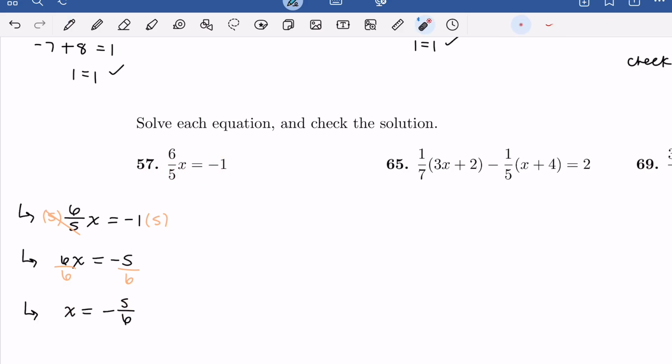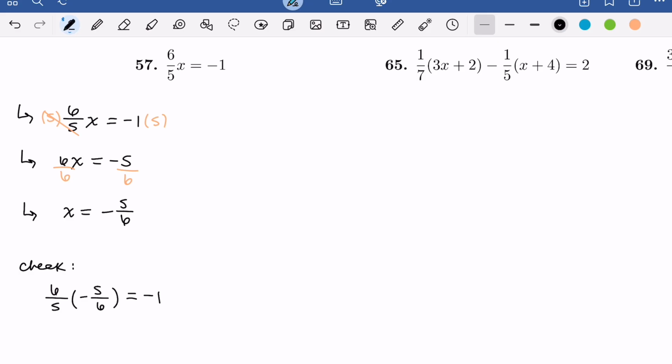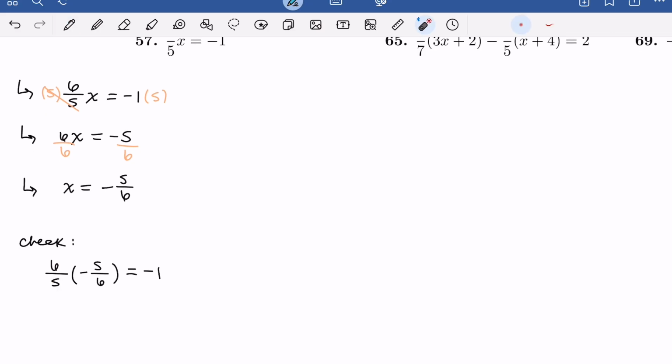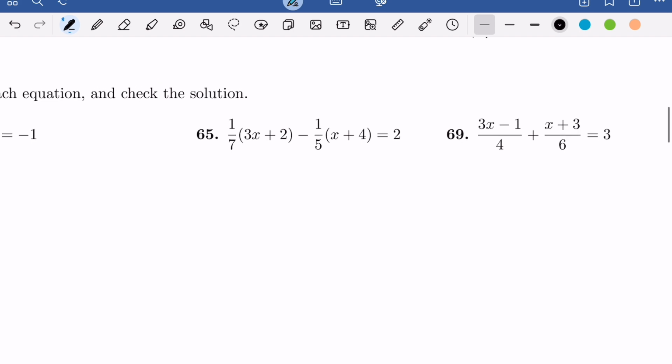So in order to check this, we're just going to plug in this value that we got for x directly into this guy. We're going to get 6/5 times -5/6. And we want to make sure that this is in fact equal to -1. Now, notice we have a 5 in our denominator here, a -5 in our numerator. So these guys are going to cancel and leave us with this negative. And then we have a 6 in our numerator and a 6 in our denominator. So these guys cancel and these guys cancel. And we're just left with a -1 on the left-hand side. So this is a true statement. So this is, in fact, a solution to our original equation.